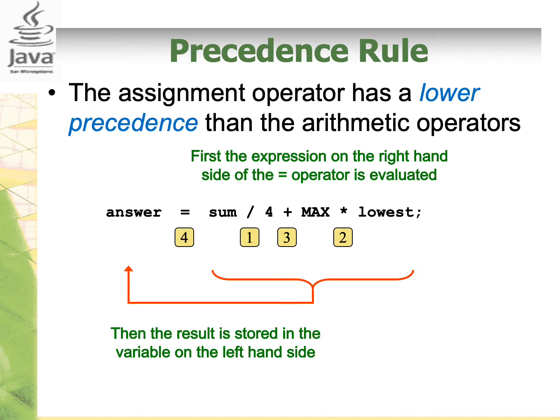The assignment operator has a lower precedence than the arithmetic operators. What does it mean by assignment operator? Assignment operator is the equal sign. So, if we have answer equal to sum divided by 4 plus max times lowest, the expression on the right side of the equal operator is evaluated first.